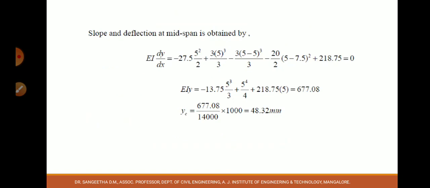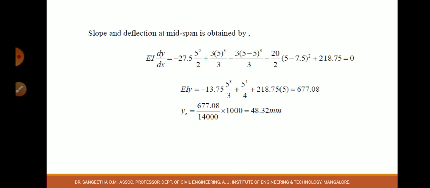And what you are supposed to evaluate? Maximum slope and deflection. So maximum slope is found to be at x is equal to 5 meter, midspan. Substitute for x is equal to 5 in both the equations. So dy by dx means theta, y means deflection. So you will get the expression and everything in terms of EI, because EI is given there in the denominator. Divided by that and multiply by 1000, because numerator will be in meter, so you can convert it into millimeter.